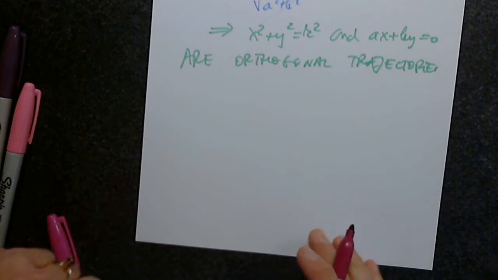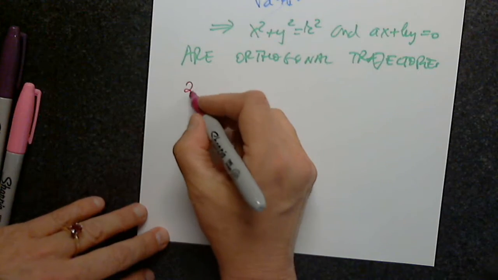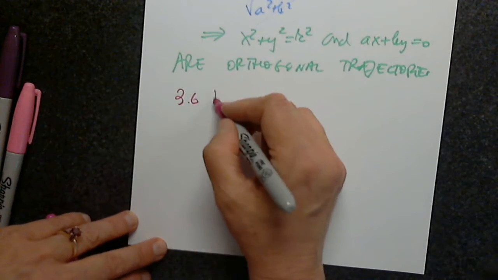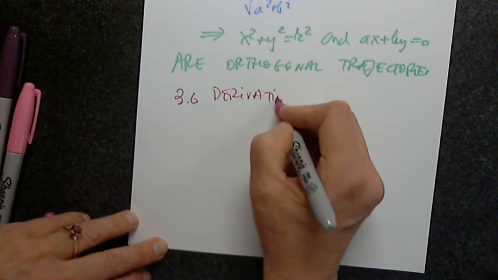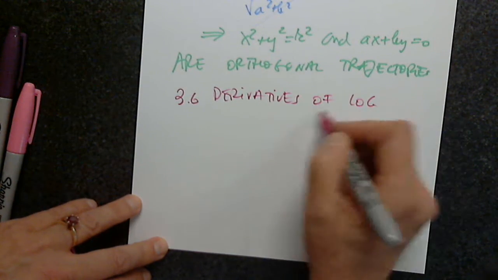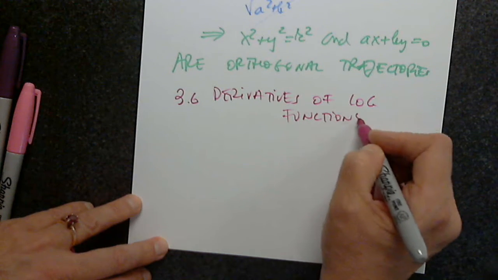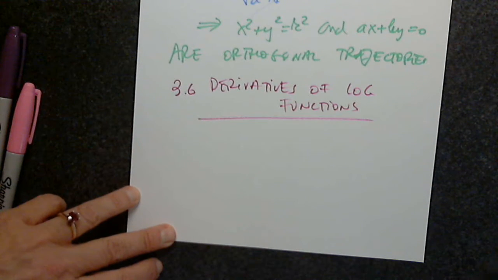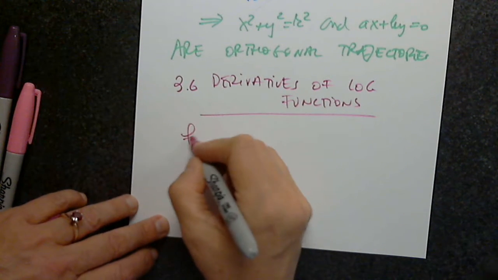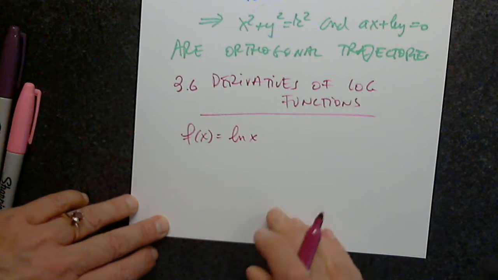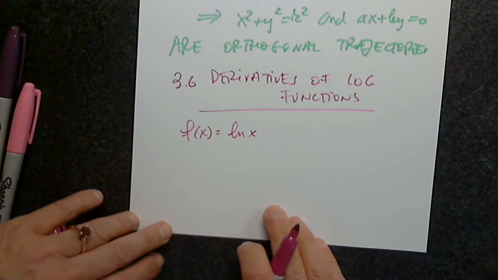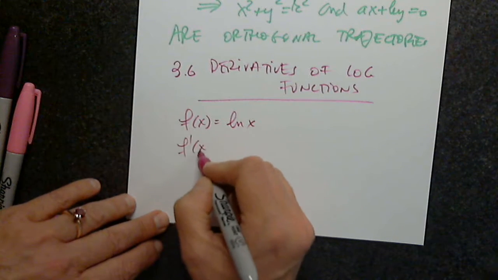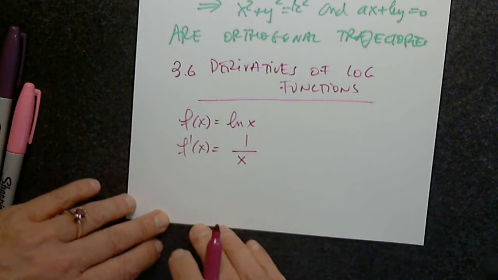Okay. Moving on to derivatives of log functions. 3.6. Derivatives of log functions. Okay, the simplest log function, natural log function, is natural log x. The derivative of natural log x is 1 over x.